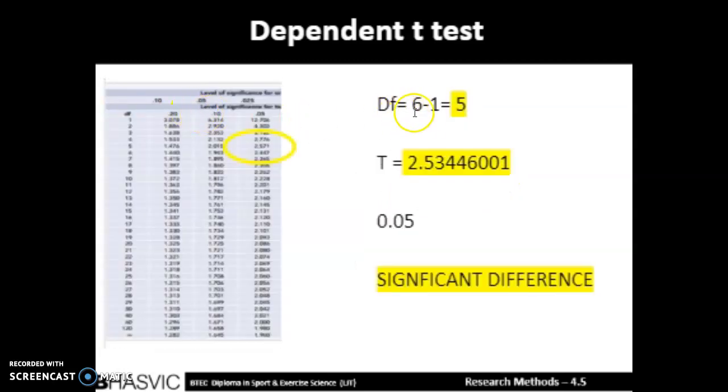We look for the degrees of freedom, which is 6 minus 1, which is 5, so we go down to 5. We then look at our value, which is 2.571. We've got 2.53446001. We've gone to 0.05, therefore there is significant difference in this one.